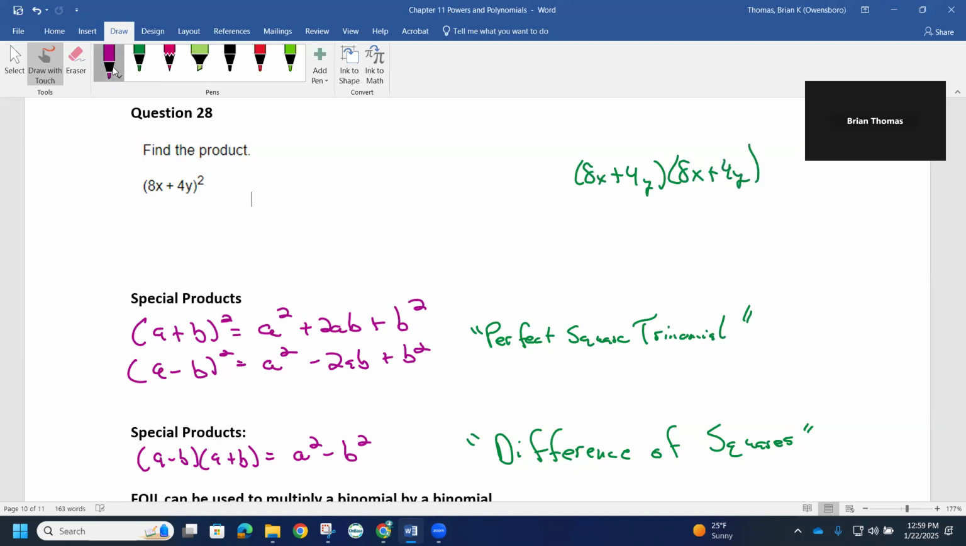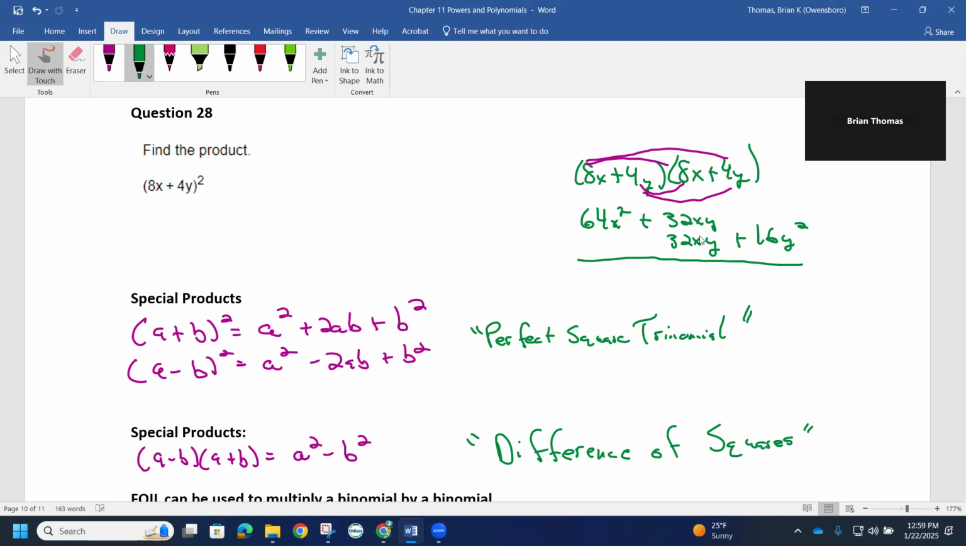So notice how FOIL means multiply the 8x through first, outer, multiply the 4y through, inner, last. So if we do those four multiplications, 8x times 8x is going to be 64x squared. 8x times 4y is going to be 32xy. And then 4y times 8x, again, is going to be 32xy. I like to put the letters in alphabetical order. Instead of saying yx, we could say xy. And then 4y times 4y is going to be 16y squared. So notice that the middle term occurs twice.